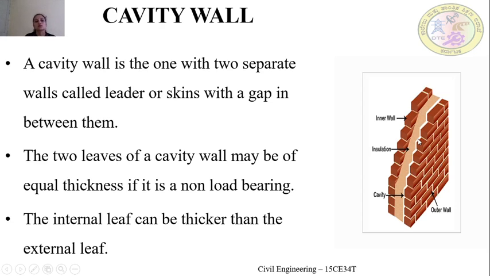Okay. So the two leaves of a cavity wall may be of equal thickness. If it is a non-load bearing wall, then we can keep both leaves or both walls of equal thickness. Otherwise, the internal leaf can be thicker than the external wall, or external leaf.